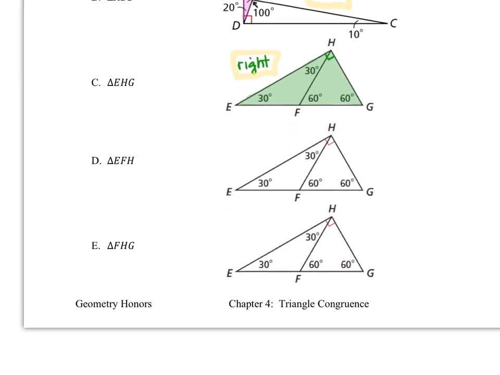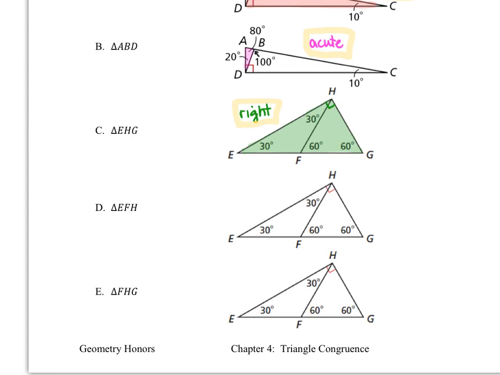Our next triangle of interest is triangle EFH, which is this triangle highlighted in blue, and we can see a linear pair right here with 60 degrees on the right-hand side. That means that the missing angle in the left-hand triangle has to be 120 degrees, because 180 minus 60 is 120. We know that it is obtuse.